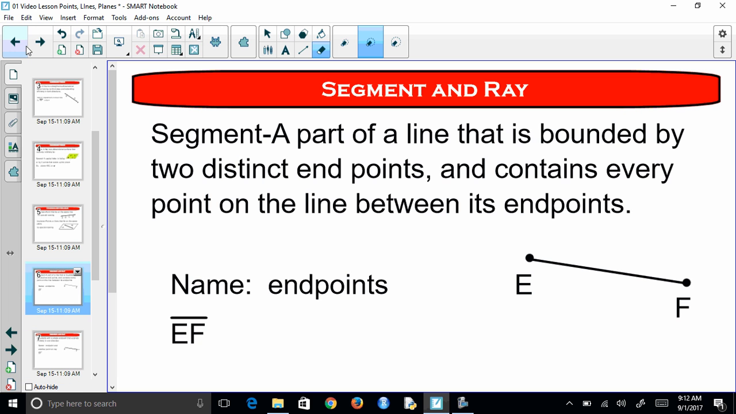If we look at a segment, it's like a line, but it's cut off at 2 endpoints. Our definition is it's a part of a line that's bounded by 2 distinct endpoints and contains every point on the line between the endpoints. So we name it based off of its endpoints. So we have EF with a segment above it. Notice how we don't have any arrows here, and arrows would mean it continues in both directions.